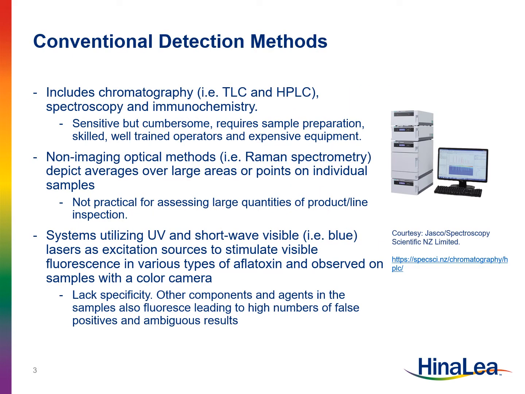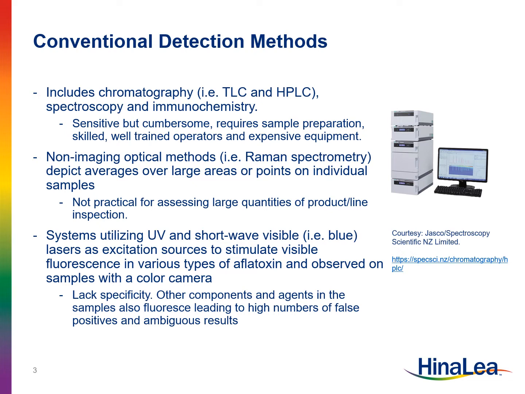Conventional methods for detecting aflatoxin contamination include chromatography, such as HPLC, spectroscopy, and immunochemistry. These techniques are sensitive, but tend to also be cumbersome, requiring a lot of sample preparation, skilled, well-trained operators, and expensive equipment. Non-imaging optical methods, such as Raman spectrometry, render averages over large areas or points on individual samples, so they aren't practical for assessing large quantities or product line inspection.